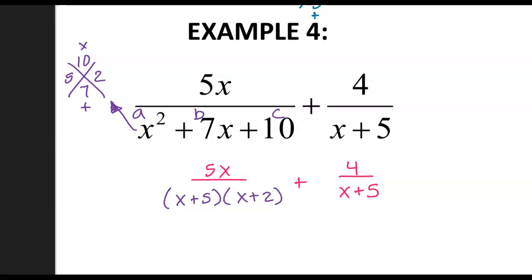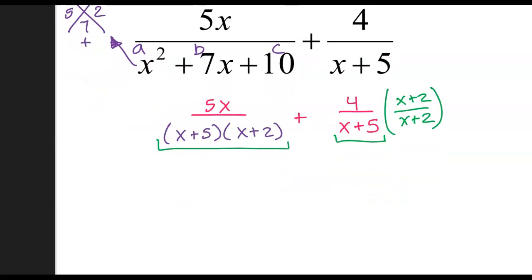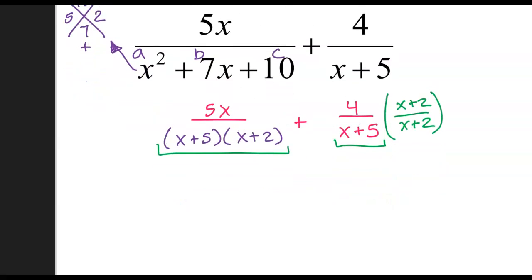What is our least common multiple? Or, in other words, what does this have that this does not? An x plus 2. So what you can do is multiply the second fraction by x plus 2 over x plus 2 to force them to have the same denominator. So I'm going to rewrite my first fraction, 5x over (x plus 5)(x plus 2). Plus, this is now over (x plus 5)(x plus 2).